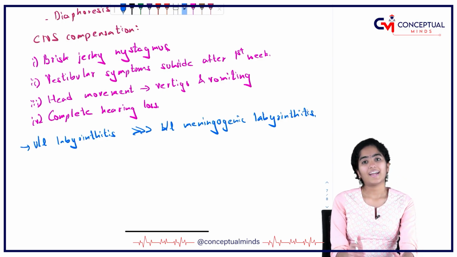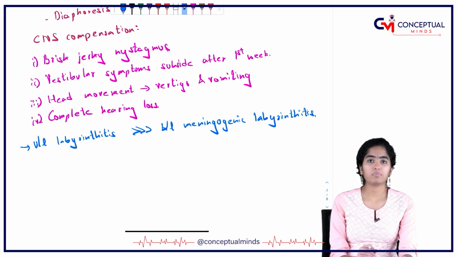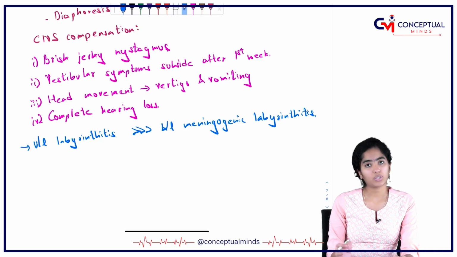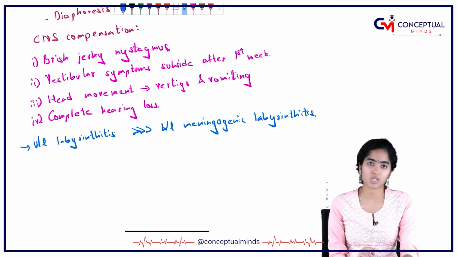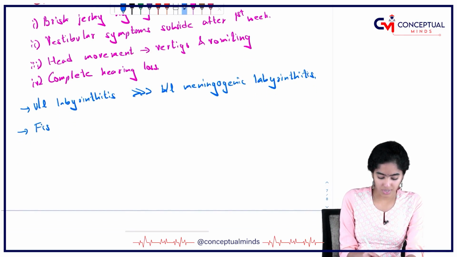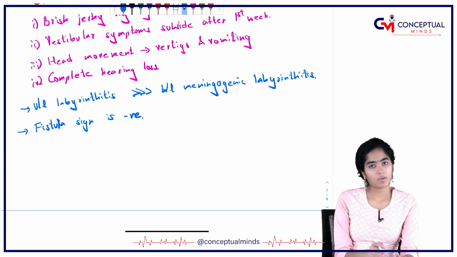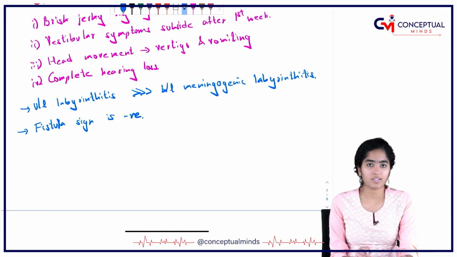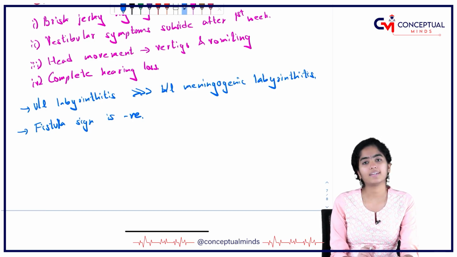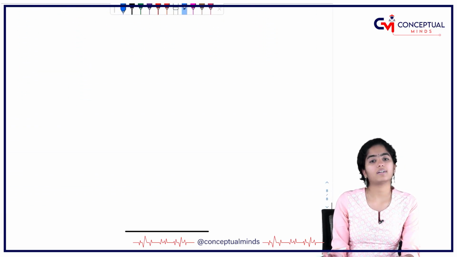And here the fistula test is negative. Why is the fistula sign negative? Because of a dead labyrinth. Even though a fistula is present, the sign is negative because the labyrinth is no longer able to respond to the fistula also. So, another very important point is the fistula sign is negative. In circumscribed labyrinthitis and diffuse serous labyrinthitis, the fistula sign is positive. Here it is negative.